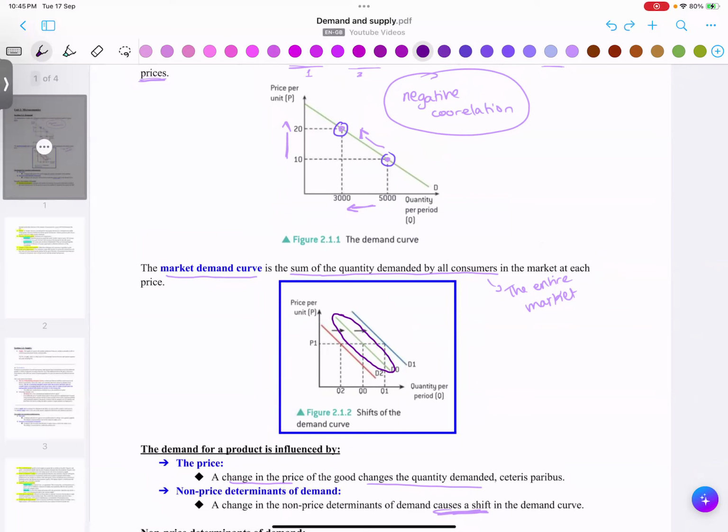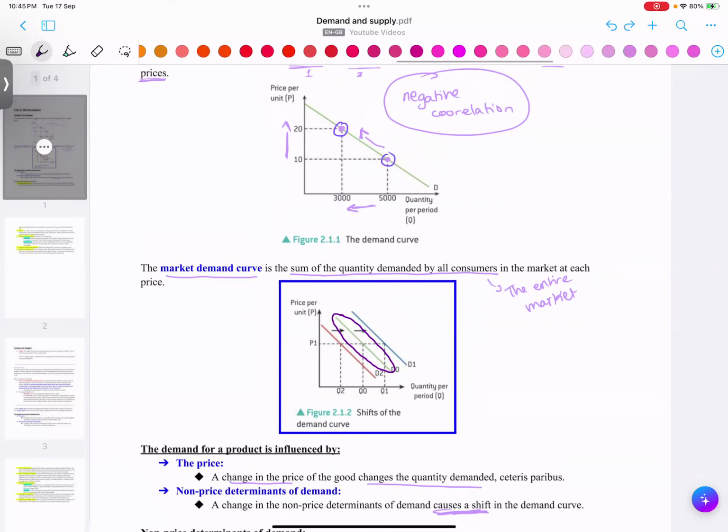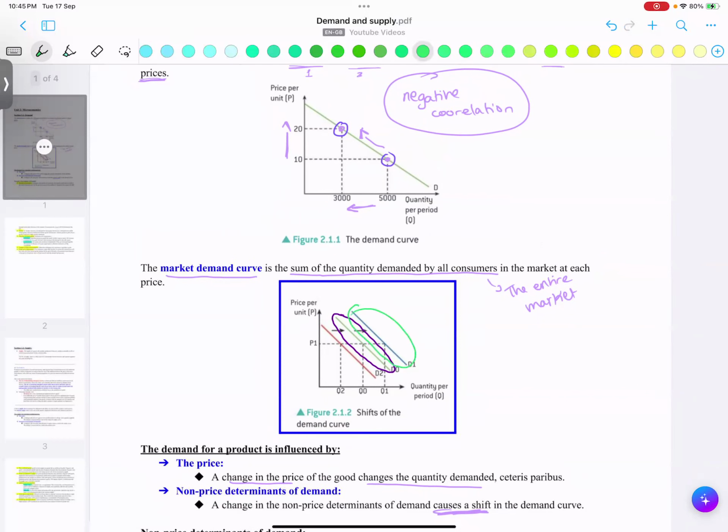I'm going to actually change the color. So it either shifts to the right or it shifts to the left. Okay, so it can shift rightwards or leftwards. A change in price changes the position within the slope, within the curve, but here it causes a shift. So there is a big difference between the two, right?